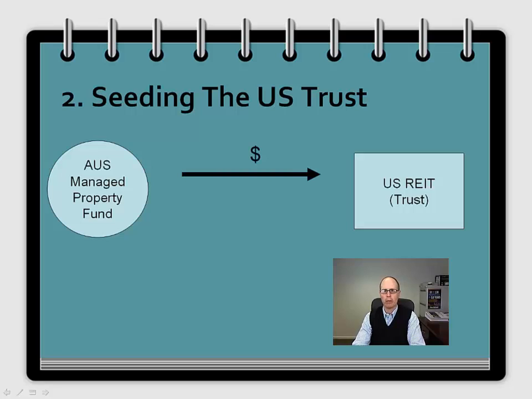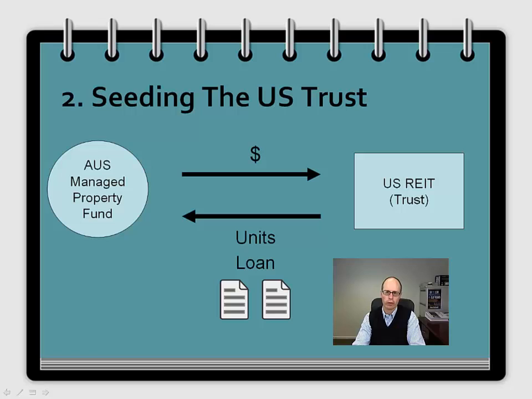And what does that mean? It would send money over to the US Real Estate Investment Trust, which is what REIT stands for. And that effectively is a trust over in the United States of America. In return for the money sent over, the US REIT would issue units to the Australian Managed Fund and also a loan, because some of the money sent over will be debt and some of the money will be equity.